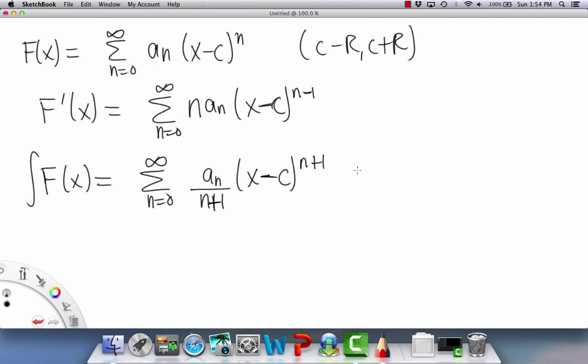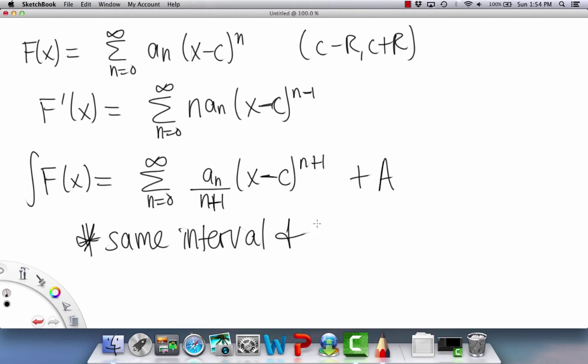Sometimes you'll have plus a or plus whatever. This is your plus c, and they say a just because they don't want you to get confused by the c here, which means center. But this is your random constant when you integrate indefinitely. And an important part about both of these, when you take the derivative and the integral, is that they will have the same interval and radius of convergence as the original power series. Okay? Alright, moving on to the next thing.